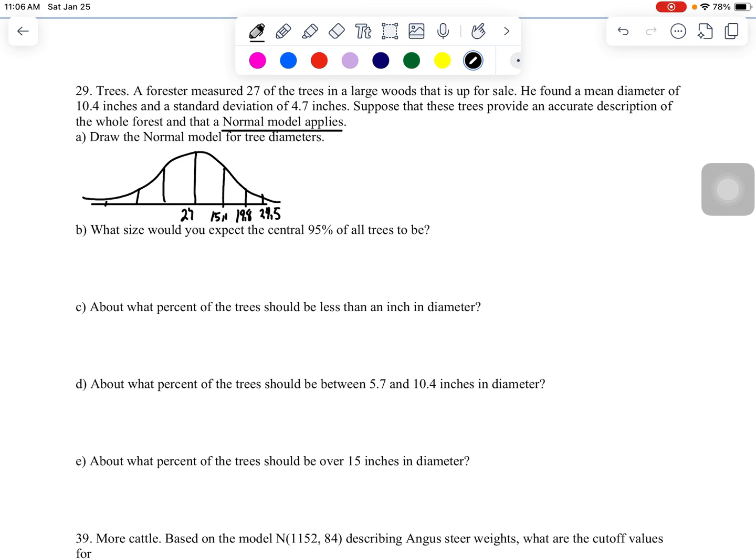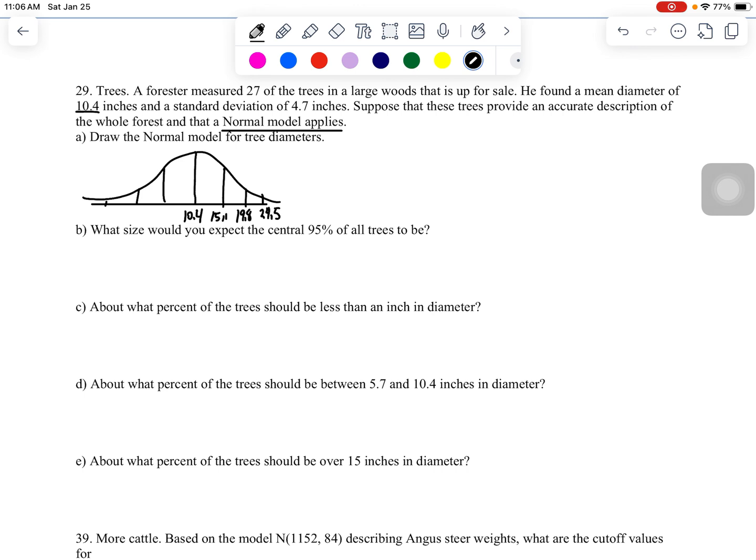We're going to subtract 4.7, and this gives me a 5. Why did I get 27? Somebody stop me. Wow. Okay. I had 27 trees. Anyway, we know the mean's 10.4, so we should have started with 10.4 in the middle. I apologize if you're sitting here wondering what in the world I'm talking about.